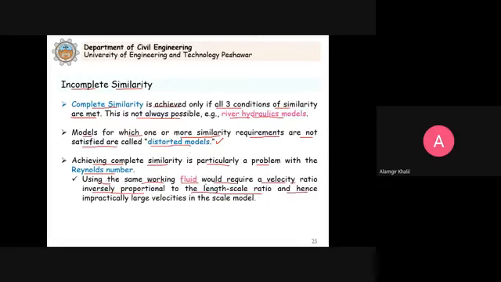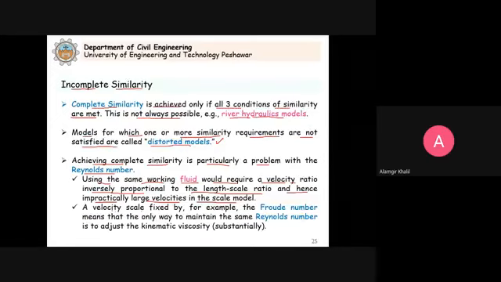So using the same working fluid would require a velocity ratio inversely proportional to the length scale ratio, and hence what will be the problem? Impractically large velocities in the scale model. If you want to satisfy the Reynolds number, we have to face these types of issues. This may not be practical, as you cannot ensure very high velocity values in the model.